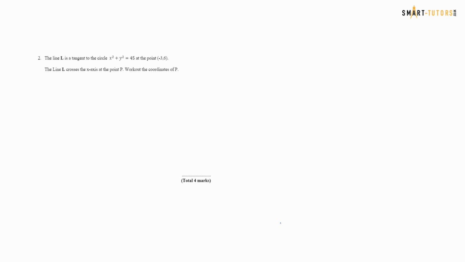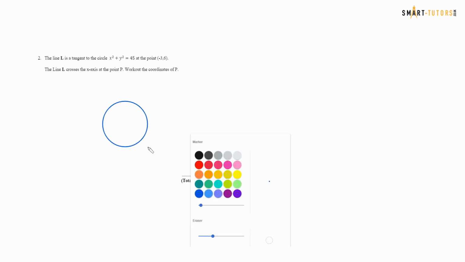Question number 2. The line L is a tangent to the circle x squared plus y squared equal 45 at the point minus 3, 6. The line L crosses the x-axis at the point P. Work out the coordinates of P. Just roughly do a sketch. So we are going to have an x-axis and y-axis.